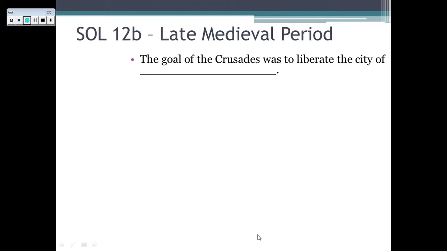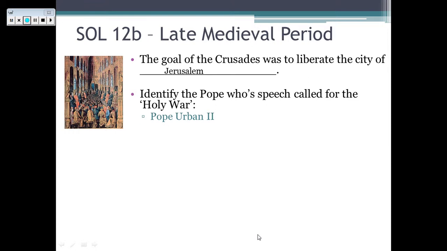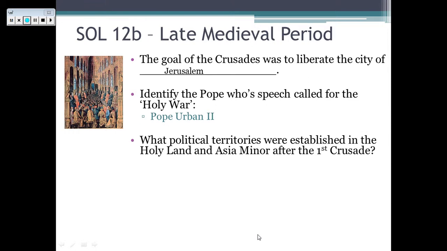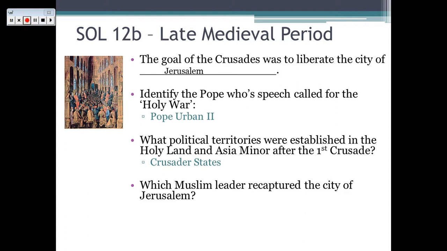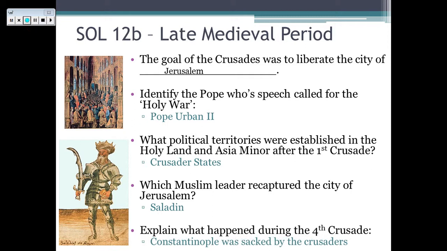The goal of the Crusades was to liberate the city of Jerusalem. The Pope whose speech called for this holy war was Urban II. The political territories that were established in the Holy Land in Asia Minor after the First Crusade were known as Crusader states. And then the Muslim leader that would eventually recapture the city of Jerusalem after the Second Crusade was Saladin. And then during the Fourth Crusade, Constantinople was sacked by Crusaders.